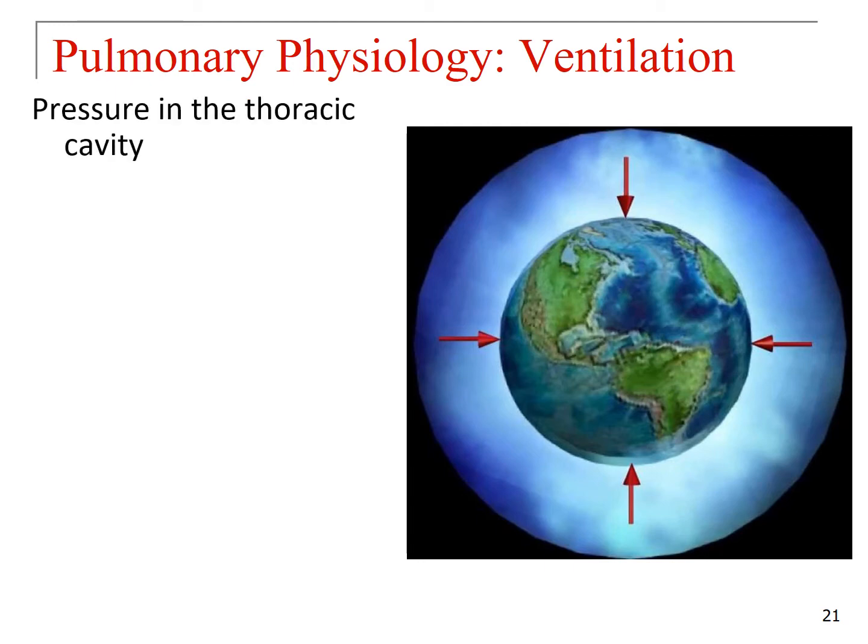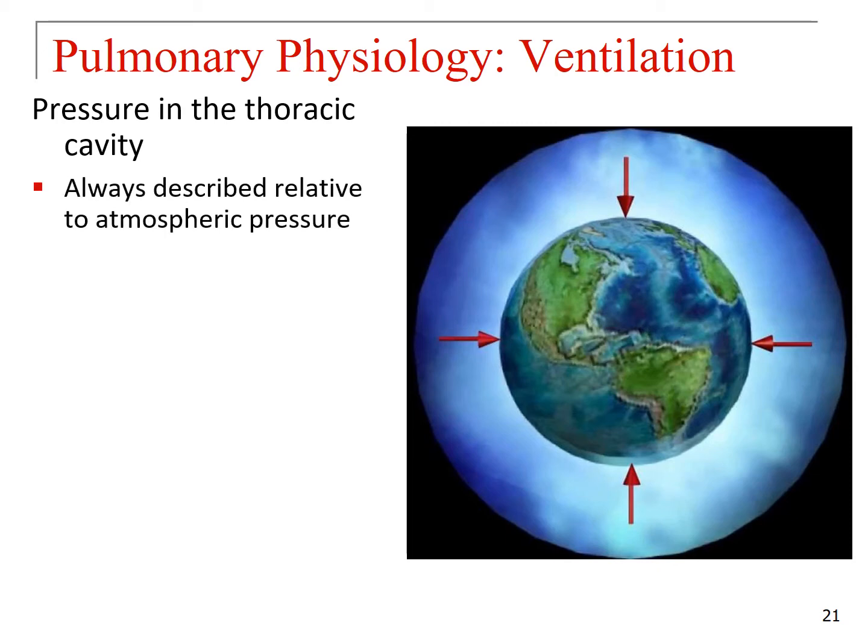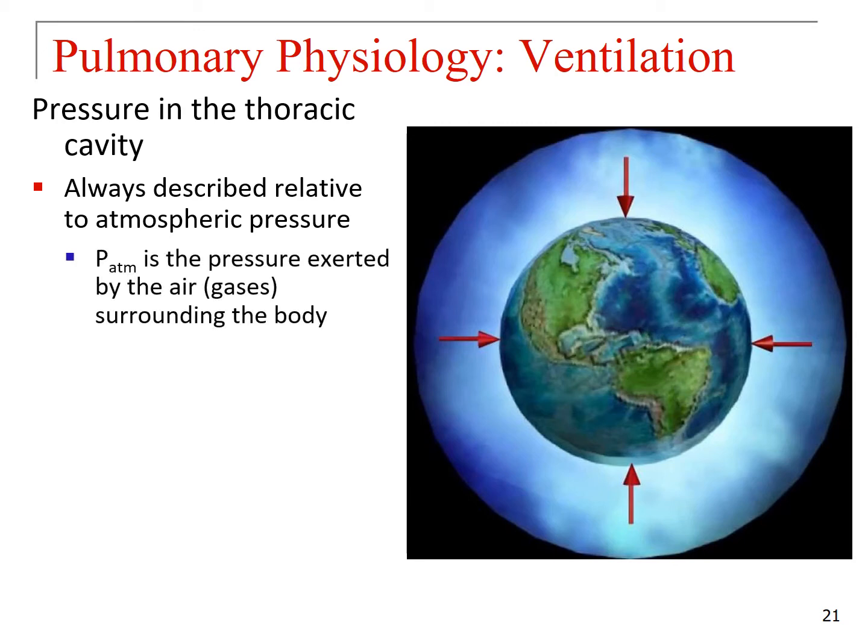So the first thing we've got to talk about with respect to ventilation is the pressure in the thoracic cavity. Why do I have a picture of the planet here? It's because the pressure of the thoracic cavity is always described relative to atmospheric pressure. So atmospheric pressure is the pressure that is exerted by the air surrounding the body. And that's the reason, again, why I've got this picture in here. So air pressure is going to be bearing down on us. Okay, and this value is about 760 millibars, which is kind of a funny way of saying mmHg, but it's a whole lot less awkward.